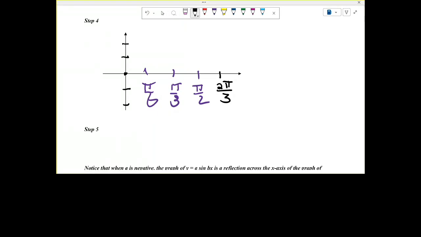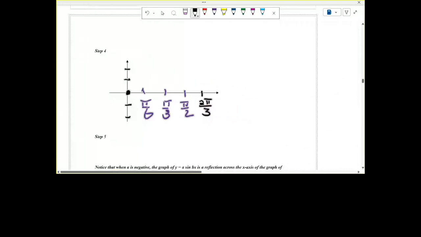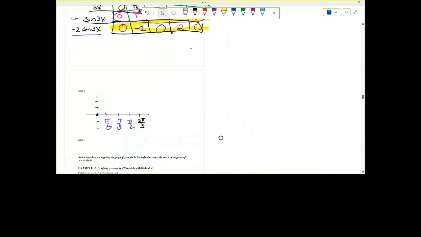So we said at 0, we were at 0. I'm going to zoom out again a little bit because I want to see everything. Okay, here we go, just to get everything on the same page. At pi over 6, we were at negative 2. So down here, I'm going to be at negative 2. We were back to 0. We were back to positive 2. We were back to 0. And there's my picture.